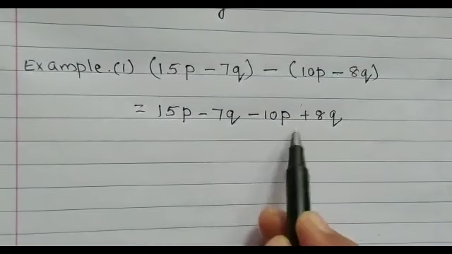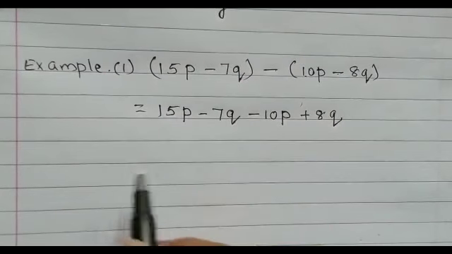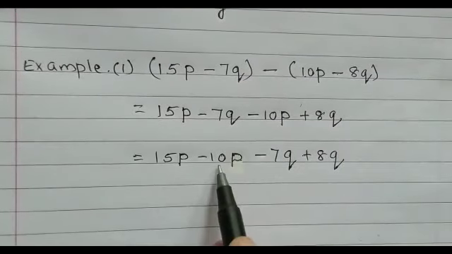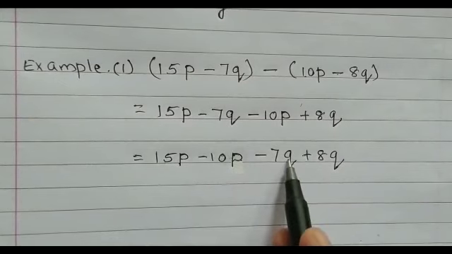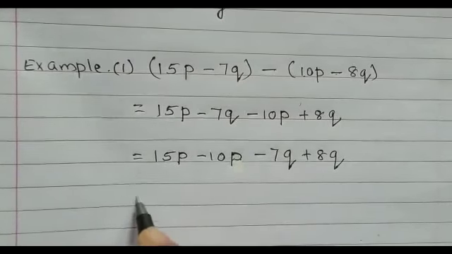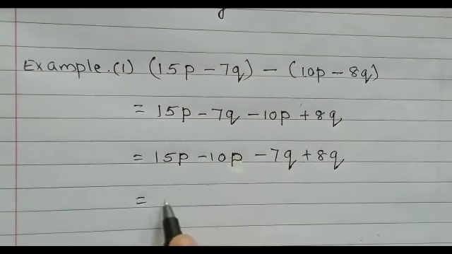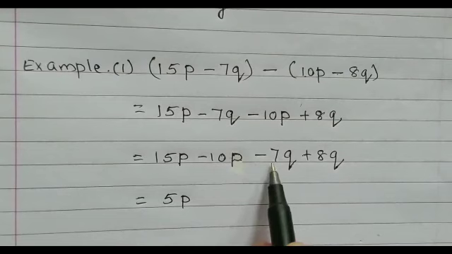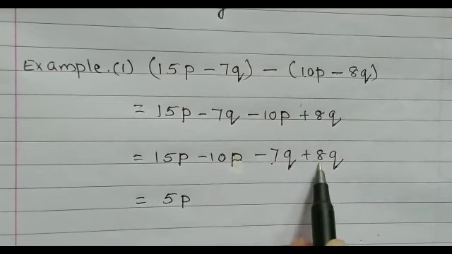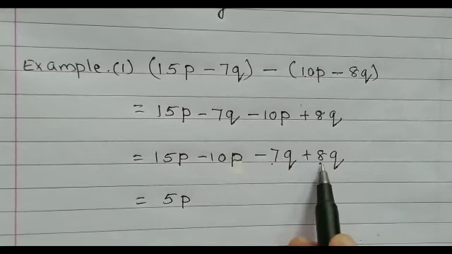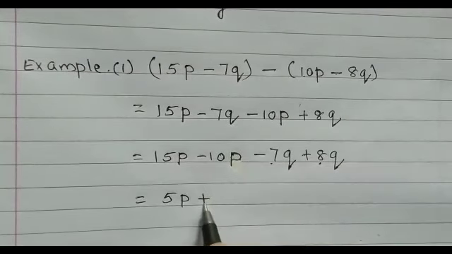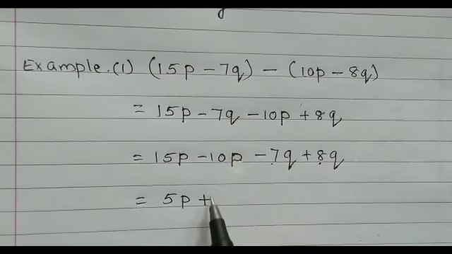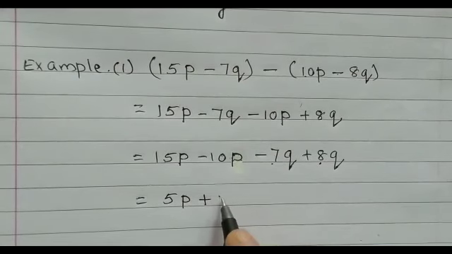Now gather the like terms and solve the sum. So you have 15p minus 10p minus 7q plus 8q. 15 minus 10 is 5p. Here one number is negative and the other number is positive. So you have to find the difference and put the sign of the bigger number. The bigger number is 8 and it is positive. So here you will have a plus sign. 8 minus 7 is 1. So you have 1q. So you can write it as 1q or simply q. Okay, so the answer is 5p plus q.